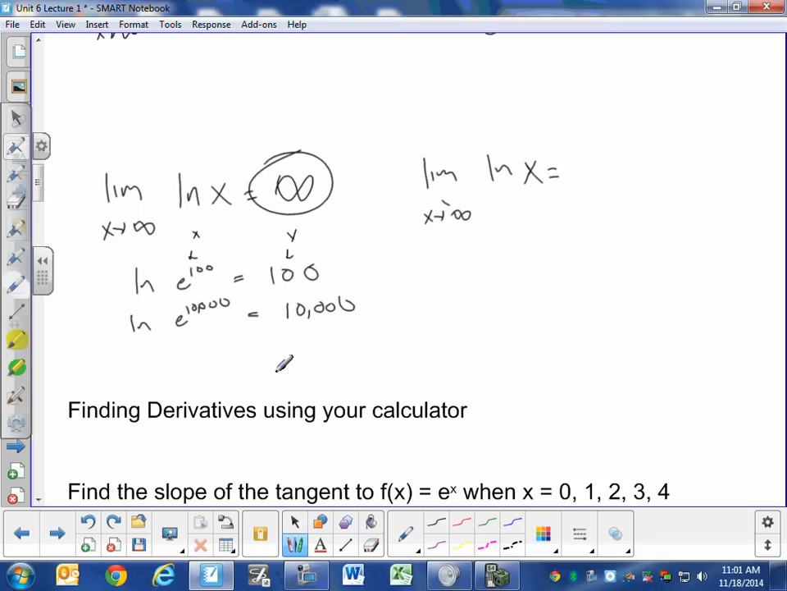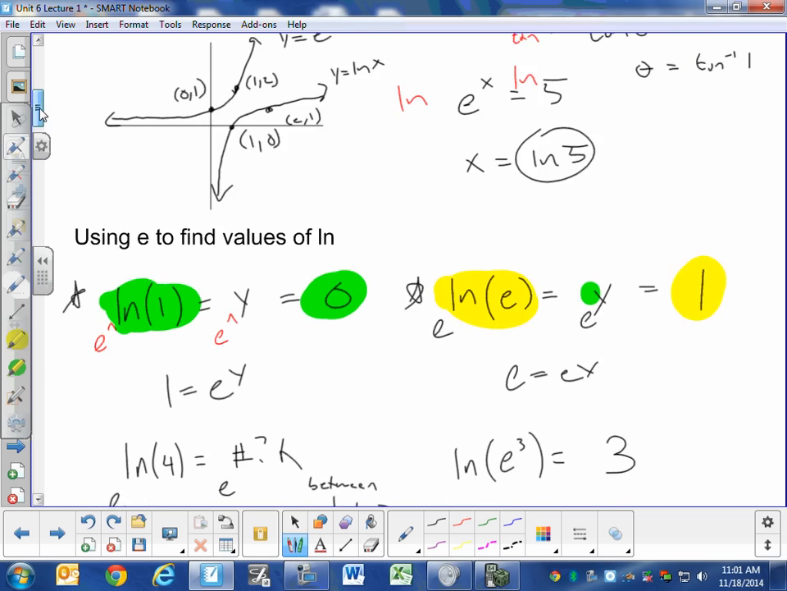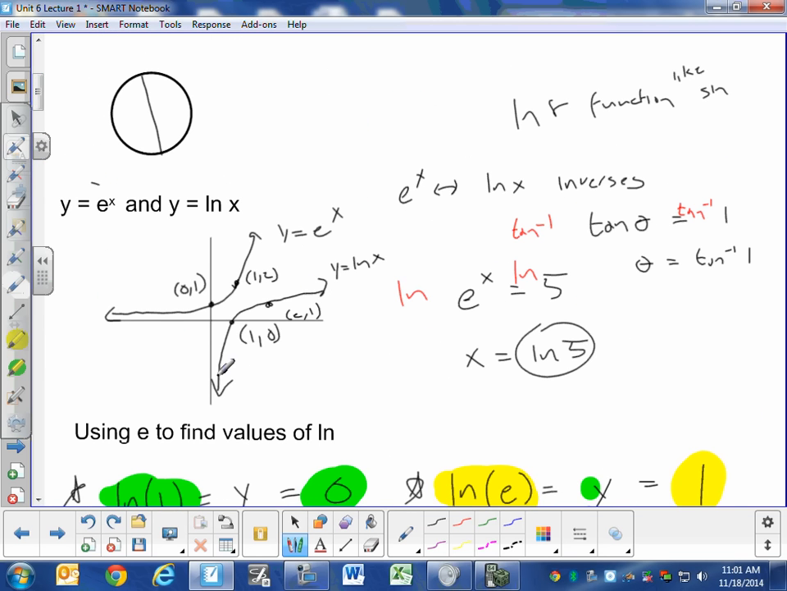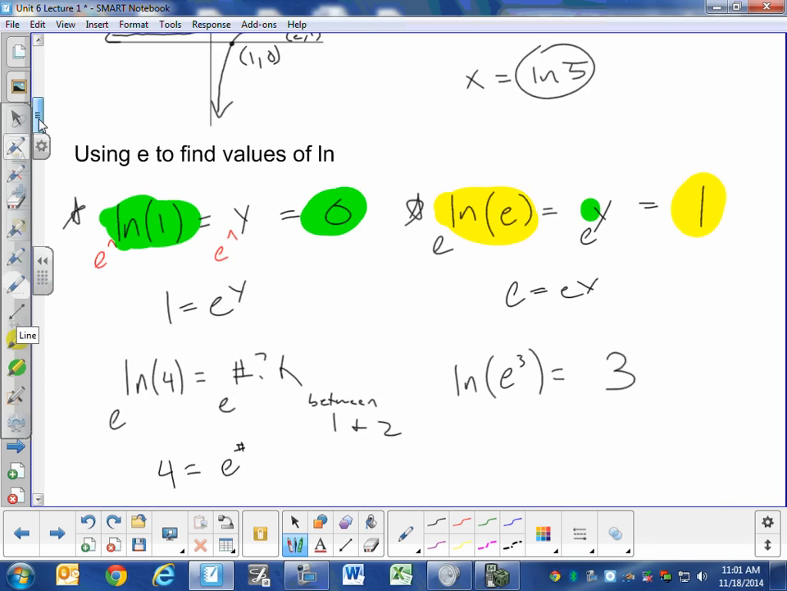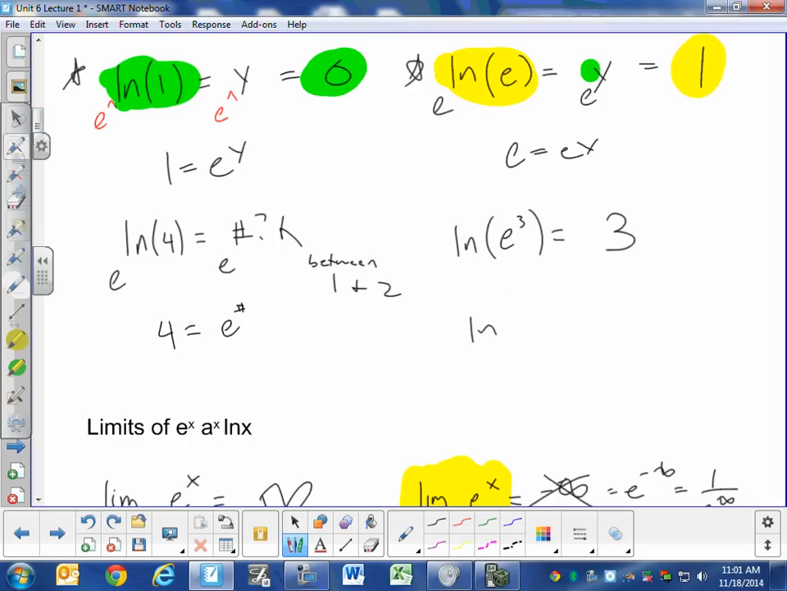Okay, now the second question, the limit as x approaches negative infinity of log x. This actually does not exist. If you look at log, log starts right here to the right of 0. You actually cannot find a value of log of 0 or of log of any negative number.